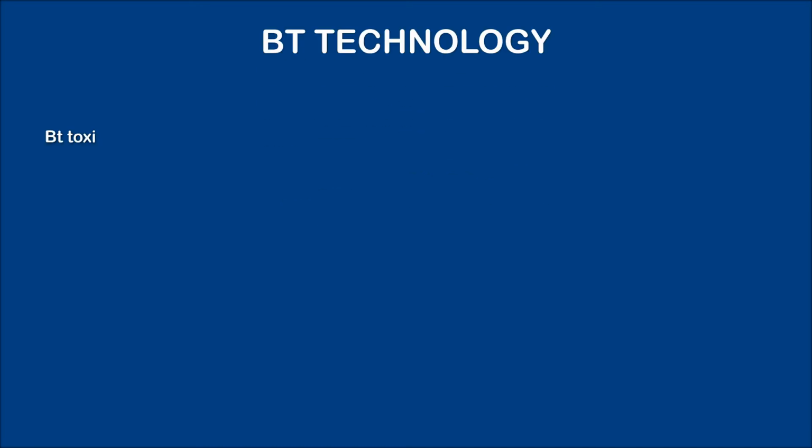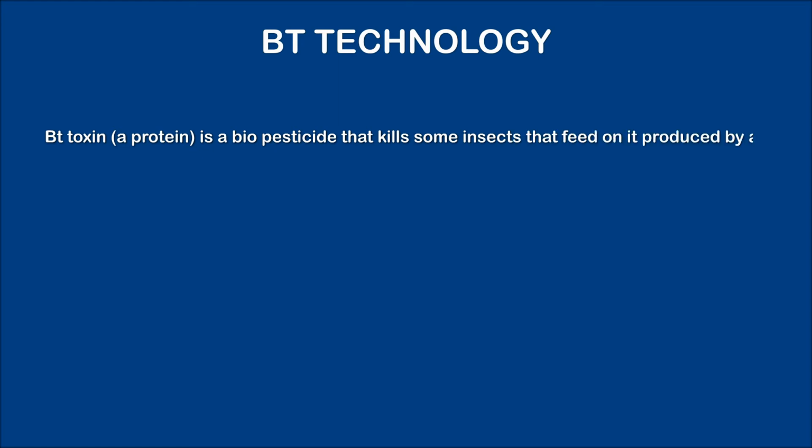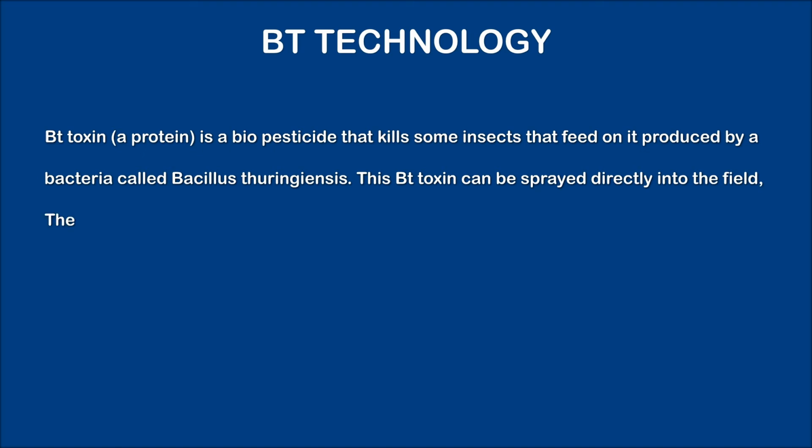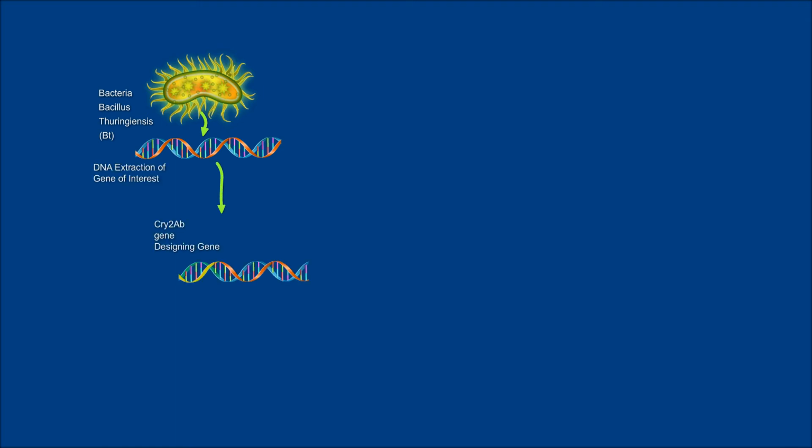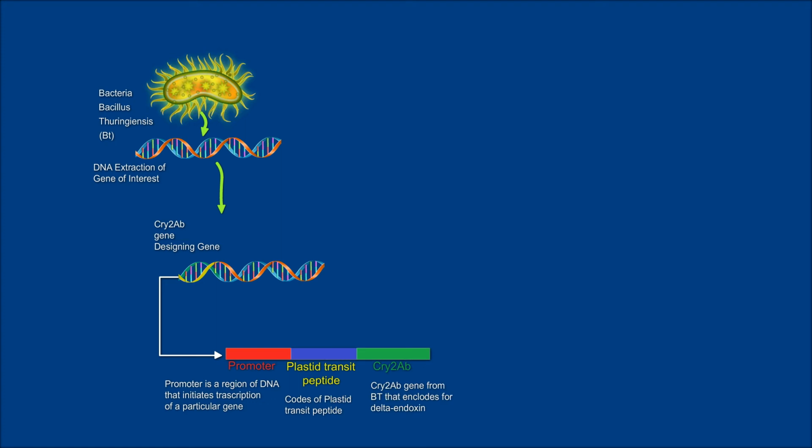Bt technology. Bt toxin, a protein, is a biopesticide that kills some insects that feed on it, produced by a bacterium called Bacillus thuringiensis. This Bt toxin can be sprayed directly into the field. The scientists tried to introduce this into a plant cell to make them resistant to insects. The bacterial Cry2AB gene that encodes the Bt toxin was identified and its DNA sequence manipulated, attaching other pieces of DNA from other species that are necessary for the Bt toxin to be prepared and present in the plant at the right place, at the right level, and at the right time.